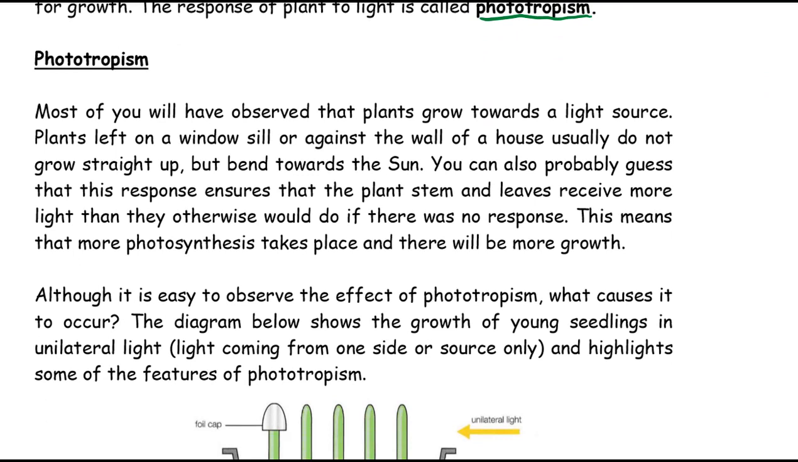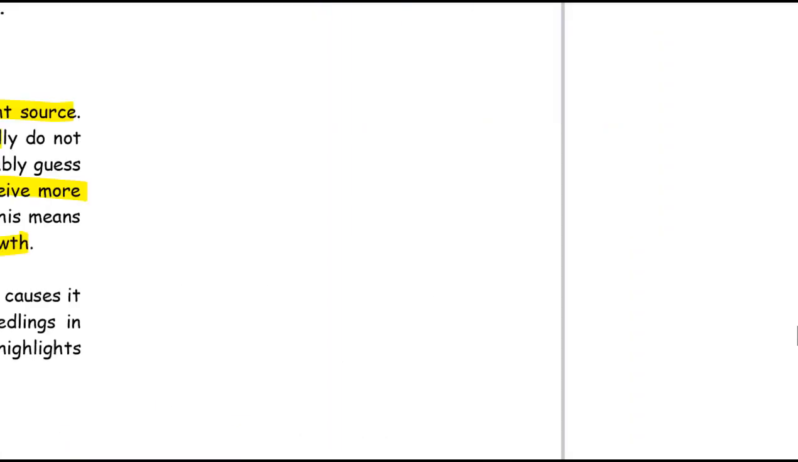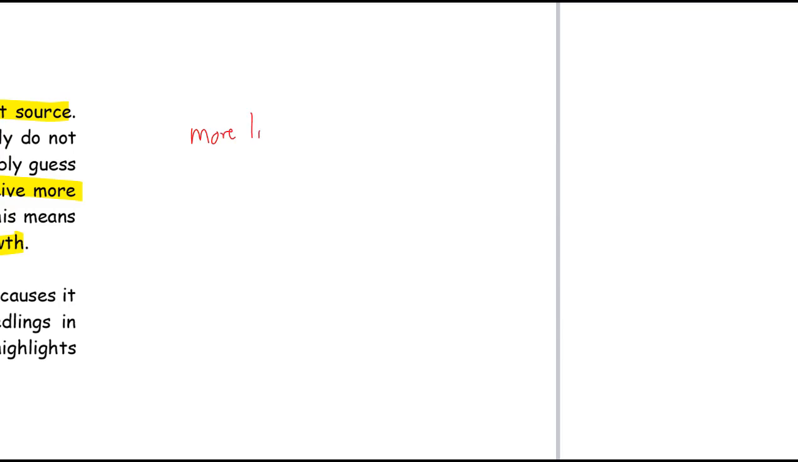Phototropism, most of us will have observed that plants grow towards a light source. Plants left on a windowsill or against the wall of a house usually do not grow straight up but bend towards the sun. You can also probably guess that this response ensures that a plant's stem and leaves receive more light than they would do if there was no response. This means that more photosynthesis will take place and there will be more growth. So to summarize that, if a plant gets more light, it can carry out more photosynthesis. So there can be more growth.